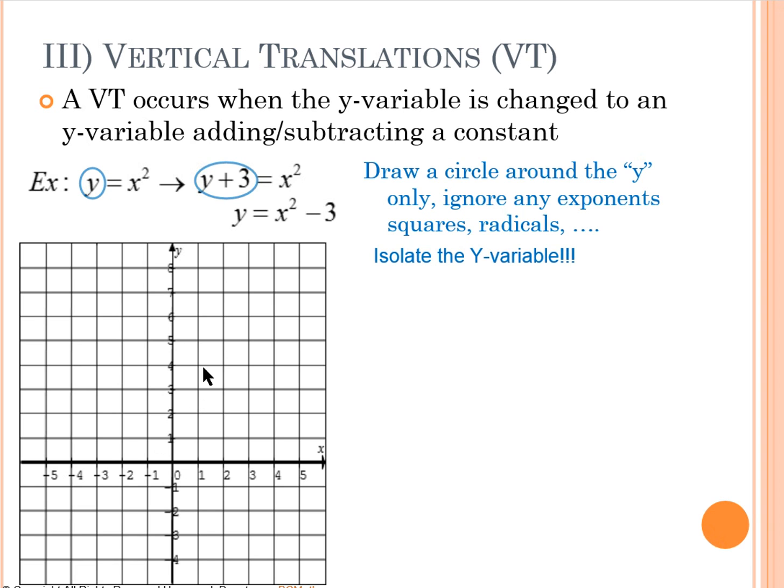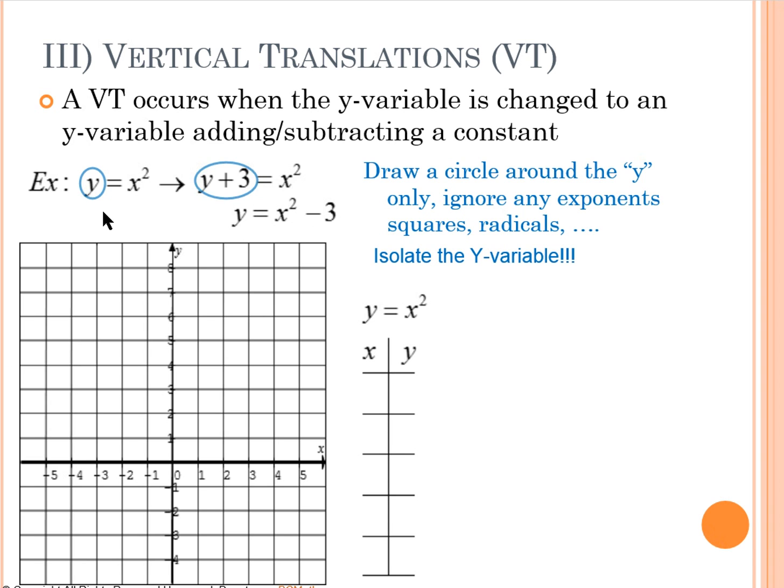All right, so if you have something like y plus 3 equals x squared, sometimes you will also see this as y equals x squared minus 3. We are simply taking the plus 3 and moving it over. So sometimes you might see your y being changed as y plus 3, or you might see it as y equals x squared minus 3, but both of these expressions are actually the same thing.